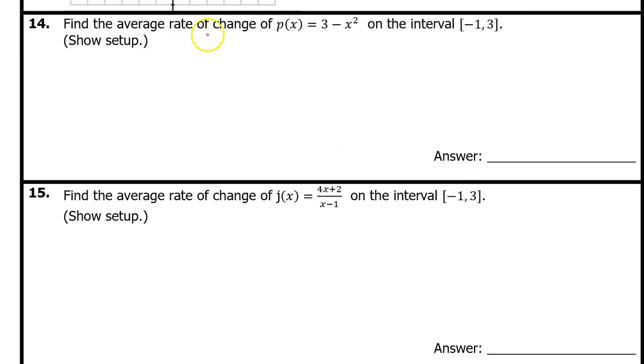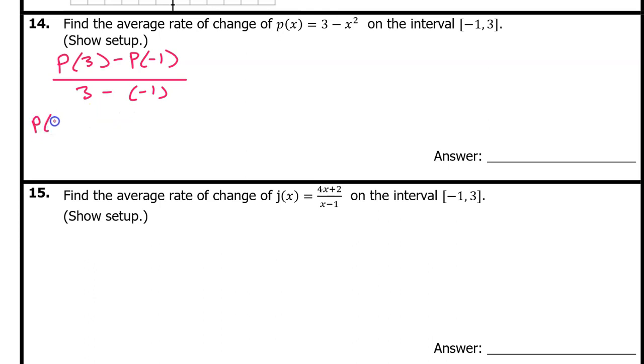14, find the average rate of change of p of x equals 3 minus x squared on the interval from negative 1 to 3. Show your setup. So again, we're going to do p at b minus p at a. So p at 3 minus p at negative 1. That's our y minus y of the slope formula divided by x minus x. 3 minus negative 1. Off to the side, we can find the value of p at 3 and p at negative 1. In fact, I'll just do it right here.